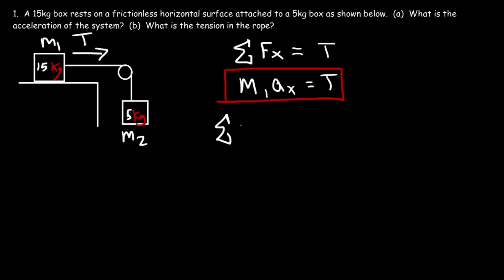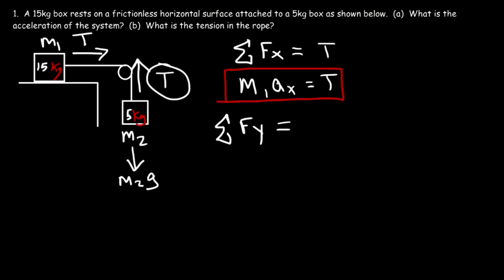So we need to focus on the forces in the y direction. Block 2 has a downward weight force, which is basically m2g. Remember, weight is just mg. And the tension force slows down the descent of block 2. So the net force in the y direction is the upward tension force. It's going to be positive because it points in the positive y direction, minus the weight force. This is negative because it points in the negative y direction.